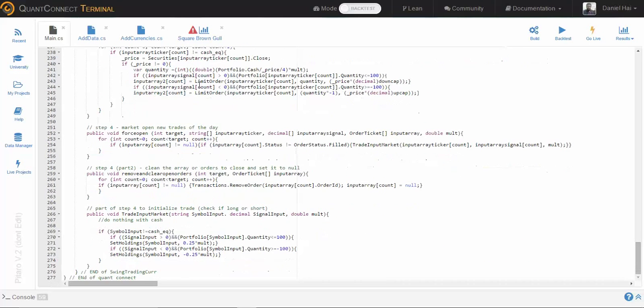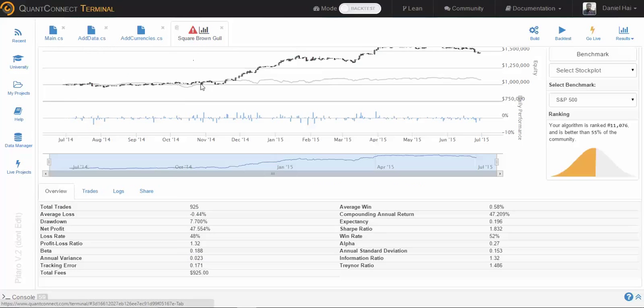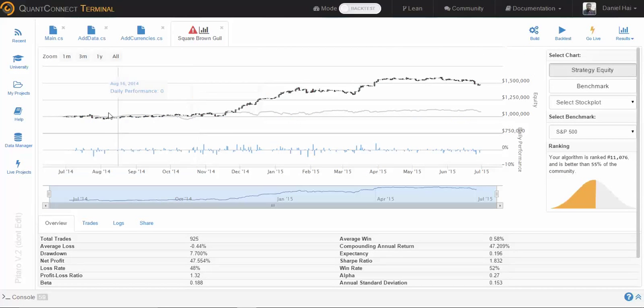And you can see here that when I'm finally using the force open, I'm using another function here, which is called trade input market, which sets my holding to 25% of my portfolio times my multiple. And yeah, if you run this algorithm, you will get the following results. So you can see there is not much drawdown.